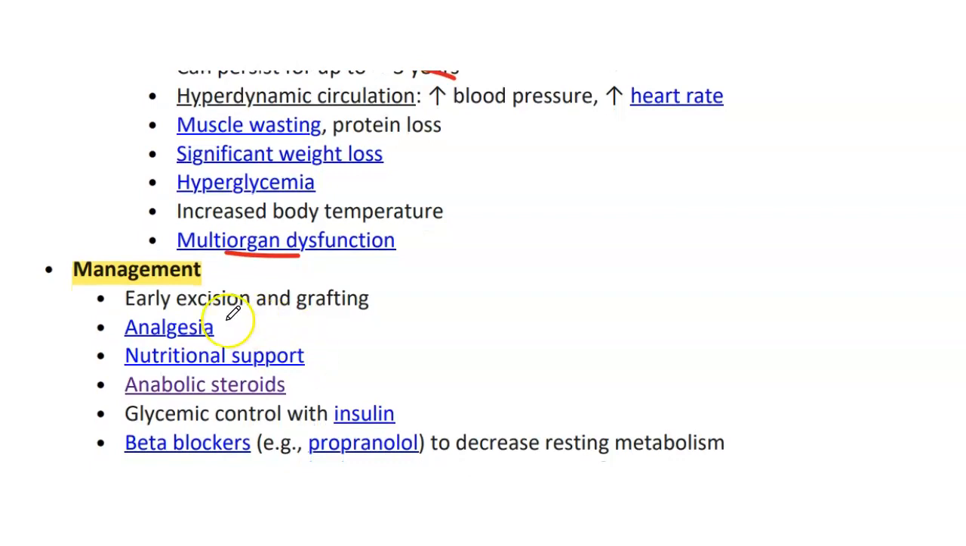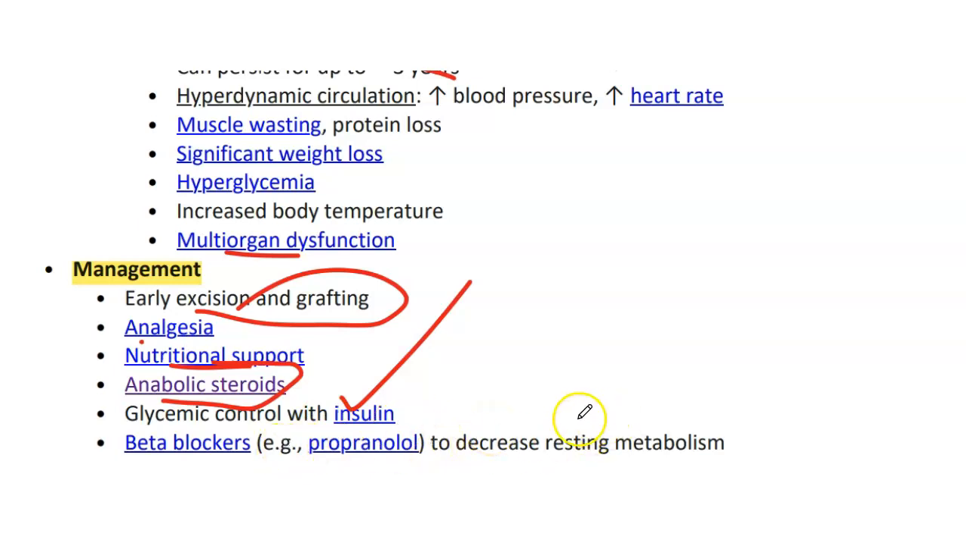Management: early excision and grafting of the burn, analgesia, nutritional support, anabolic steroids to prevent protein catabolism, glycemic control with insulin, and beta blockers due to the catecholamine surge. Beta blockers are used to decrease the resting metabolism due to catecholamines and other symptoms. So that's all about burns.